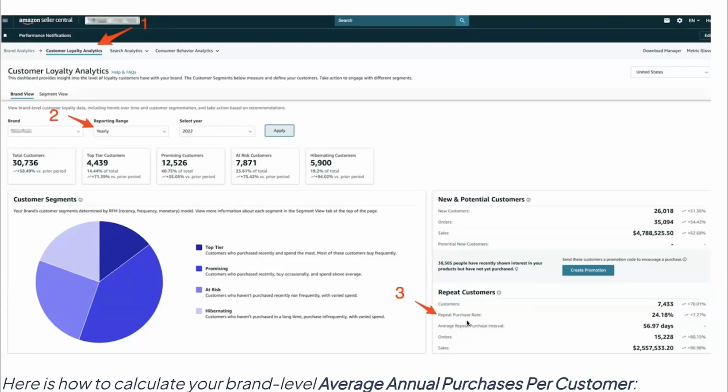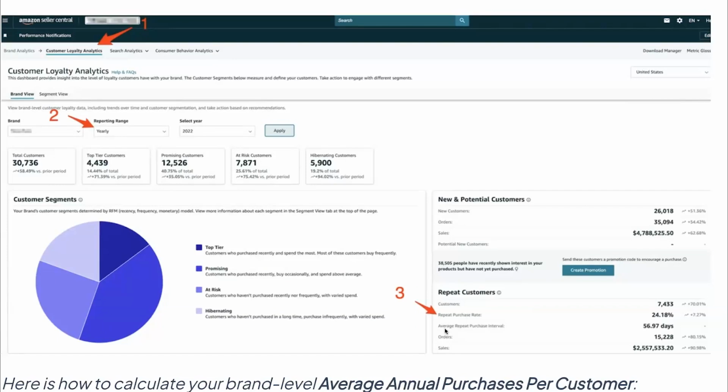So repeat purchase rate, average annual purchases per customer, lifetime value, and cost per acquisition are super, super important metrics to be thinking about if you're selling products that have, or likely have, multiple purchases. So if you're in supplements, household goods, cleaning supplies, anything like that, this Customer Loyalty Analytics dashboard is critical for your success in 2024 to really understand how aggressive you can be in acquiring customers.